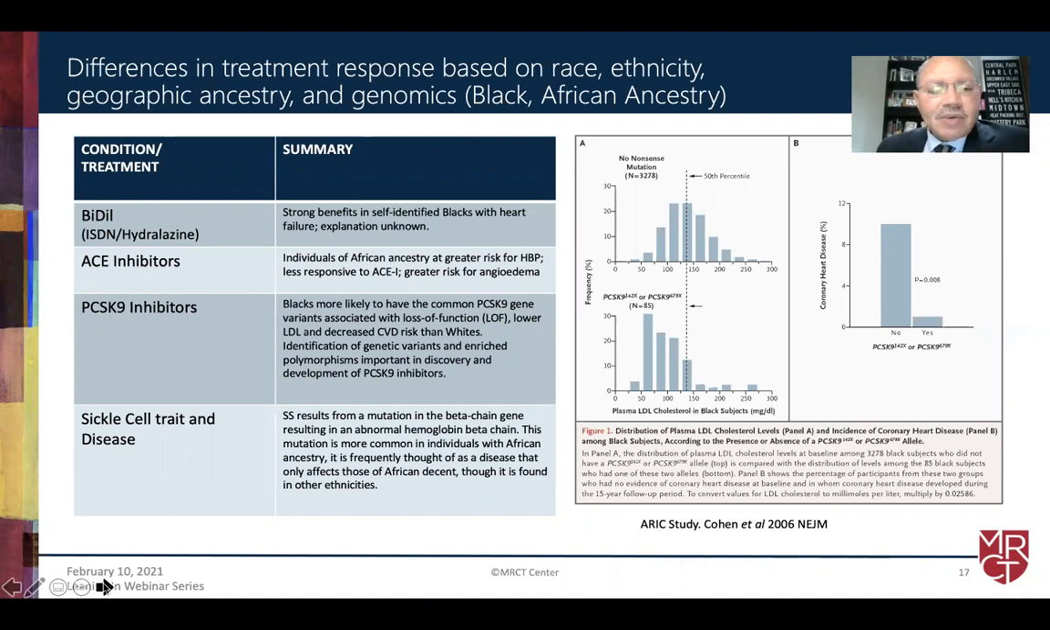Now in the MRC document, we highlighted PCSK9 and PCSK9 inhibitors as an example. And this is an interesting one. So PCSK9 inhibitors are a type of recent treatment for elevated cholesterol levels. And it turns out that in early development, in work that was done at the Dallas Heart Study, which is a biracial cohort, self-identified Blacks were more likely to have the common PCSK9 gene variant that was associated with loss of function, lower LDL cholesterol levels, and decreased cardiovascular risk compared to whites.